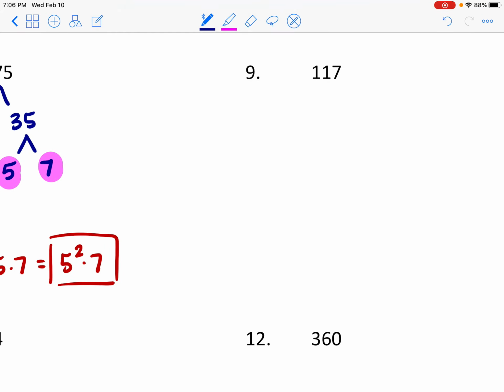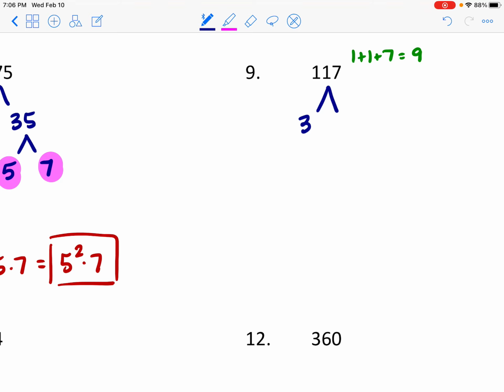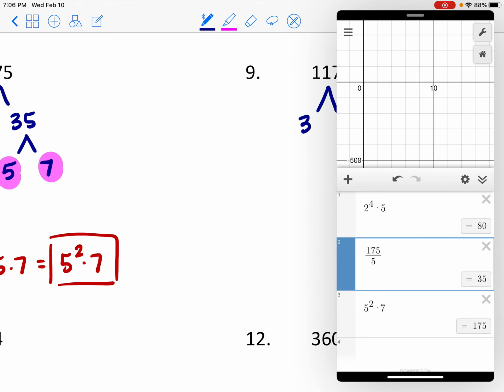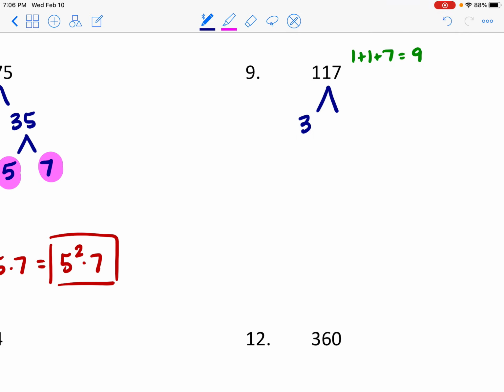117, that's a tougher number here. I know 2 is not going to go in, it's not even, but I know 3 is going to go in. If I add the 1 and the 1 and the 7, I get 9, and since that sum is divisible by 3, my number will divide by 3. And actually, 9 will go in too, because that sum divides by 9. So I'm going to use 3. 3 is going to go into 117 how many times? 117 divided by 3 is 39.